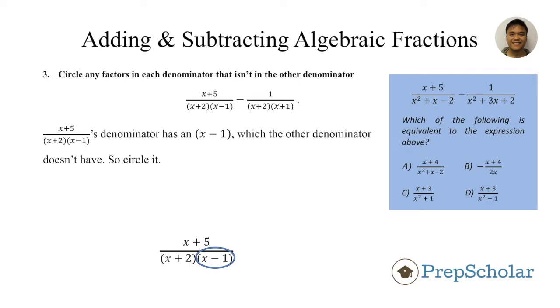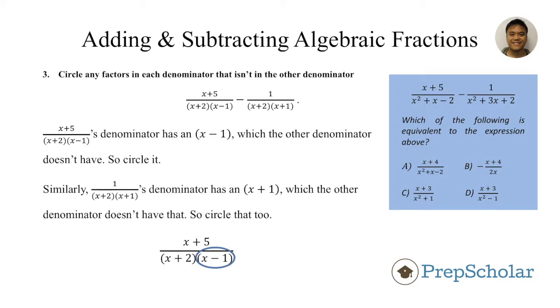Next, we'll look at the second fraction. That fraction's denominator has an x plus 1, which the other denominator doesn't have. It only has an x plus 2 and an x minus 1. So we should circle that too, and we'll draw it right here.